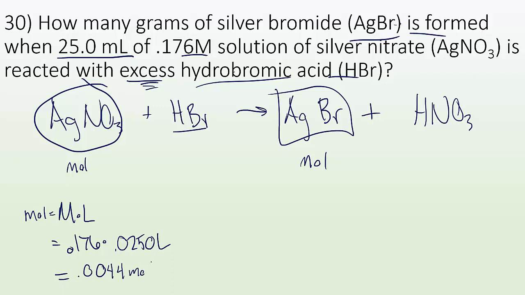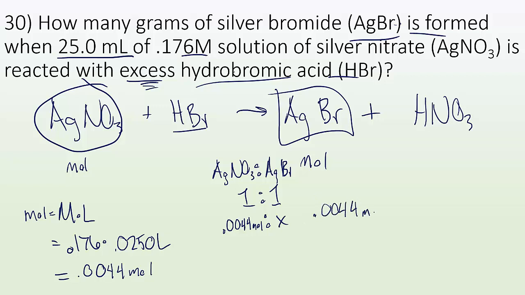0.0044 moles. So now I've got to go, all right, well, what's my AgNO3 to AgBr molar ratio? Well, it's 1-to-1. So if I had 0.0044 moles of AgNO3, then how much AgBr do I get? I get 0.0044 moles of AgBr. And I'd be done if it wasn't for the fact that they asked for grams. So I've got to go, all right, well, I need to know the formula mass of AgBr.